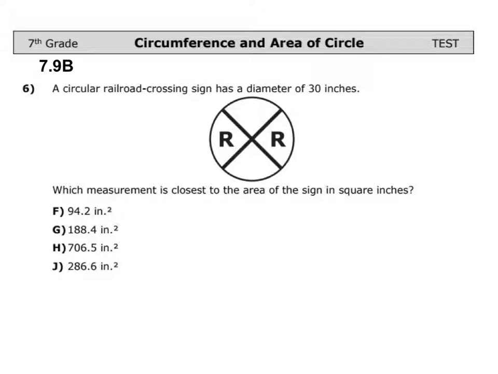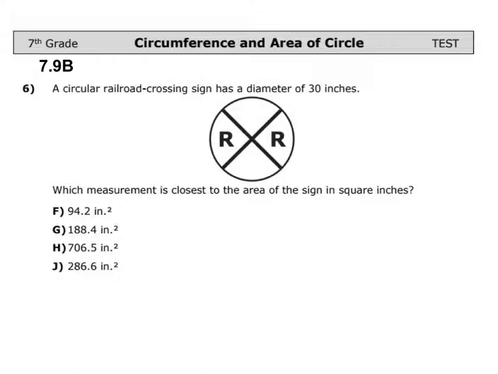So we're going to go ahead and try to use 3 for pi in each of these, because that sometimes helps us find the answer. But remember, sometimes the answers are way too close, so you might have to use 3.14. So let's get started with the first one.